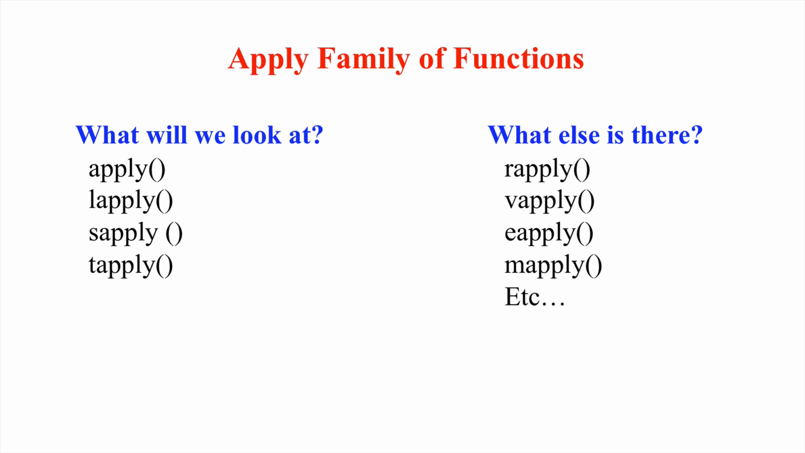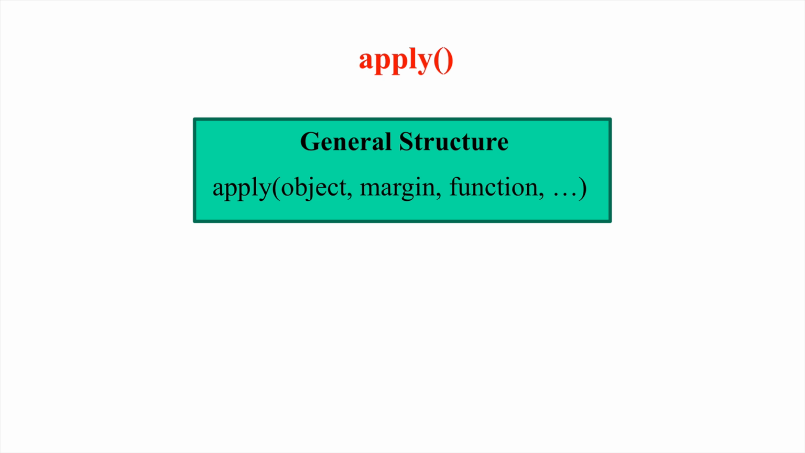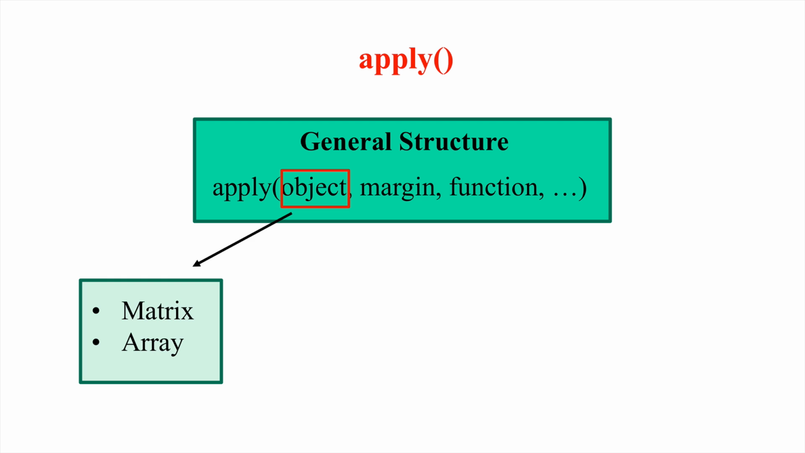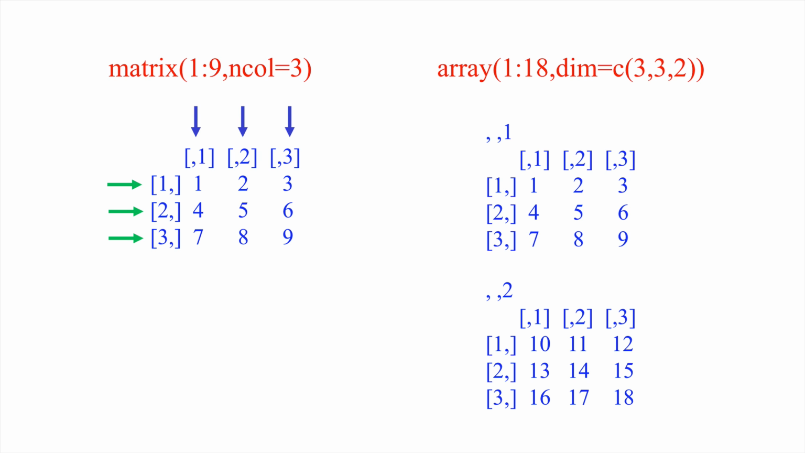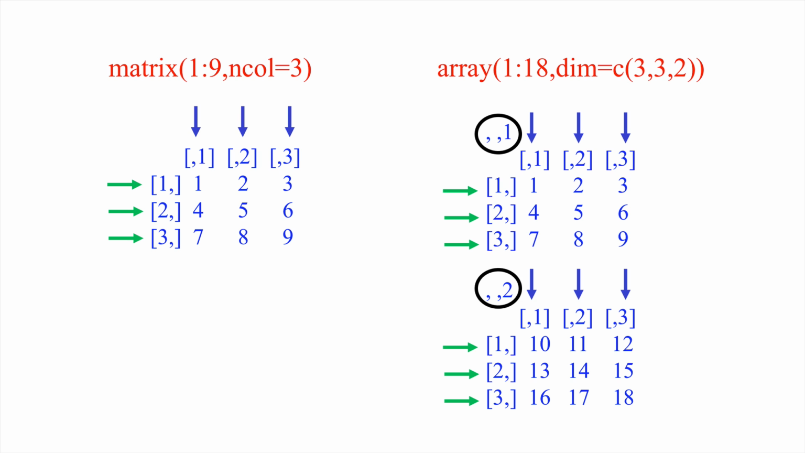This video will focus on the first member of the apply family of functions, and that is the apply function. The apply function takes a minimum of 3 arguments. The first argument is the object that you will be working with, and in the case of apply, we can input either a matrix or a higher dimensional array. And just to clarify, a matrix is simply a 2-dimensional array, the 2 dimensions being rows and columns. But arrays can have more than 2 dimensions as well. So for example, in addition to rows and columns, here we have added one more dimension. We are essentially stacking multiple matrices.